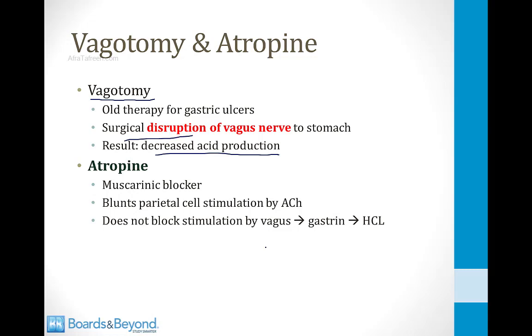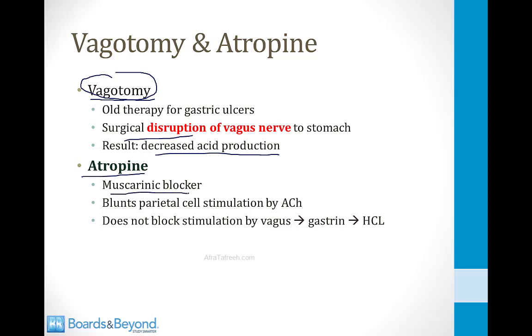Now, luckily, we don't have to do that anymore because we have drugs that do this, but if you meet people who were alive in the 1940s, 50s, and 60s, they probably know people who had a vagotomy in order to blunt acid secretion. You also should know that atropine does not work very well to suppress acid production.